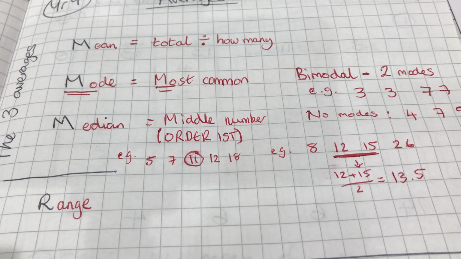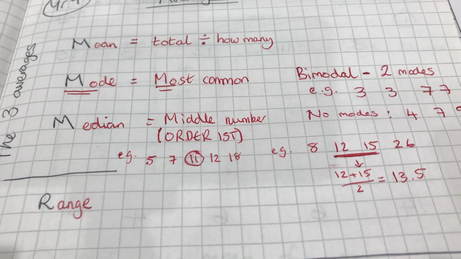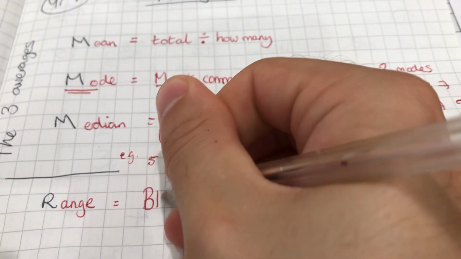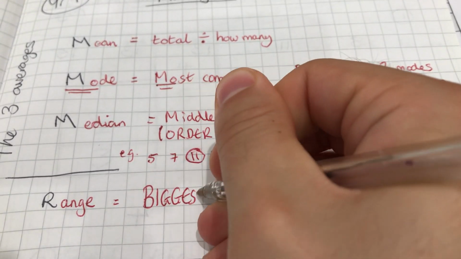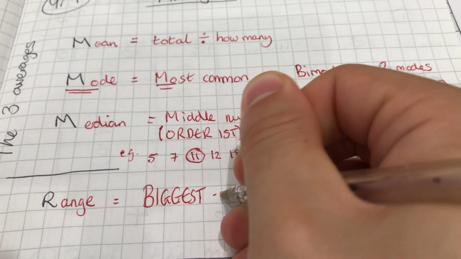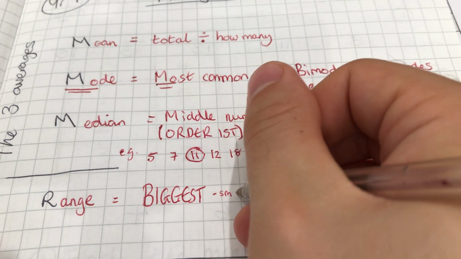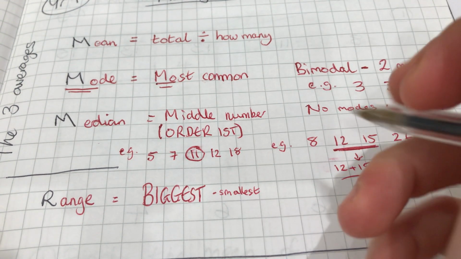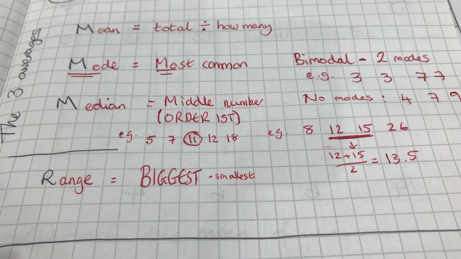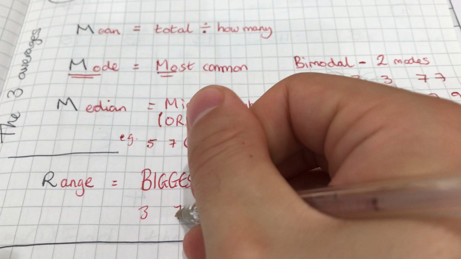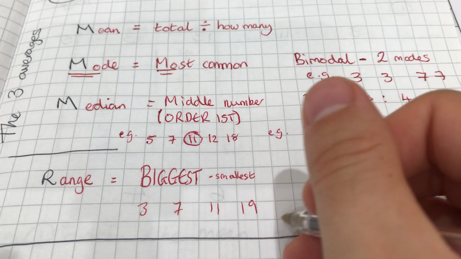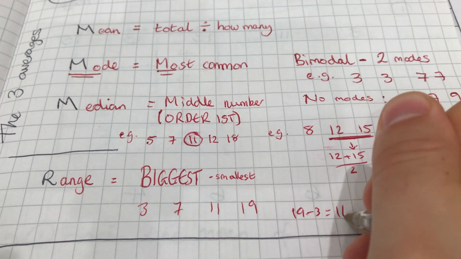Okay? Right. And finally, the range is just the biggest number, whatever the biggest number is, take away the smallest number. Okay. And so if I had 3, 7, 11, and 19, you do 19 take 3, which is 16.